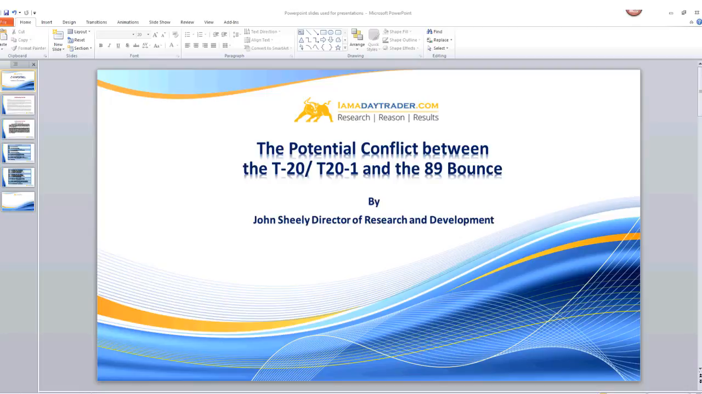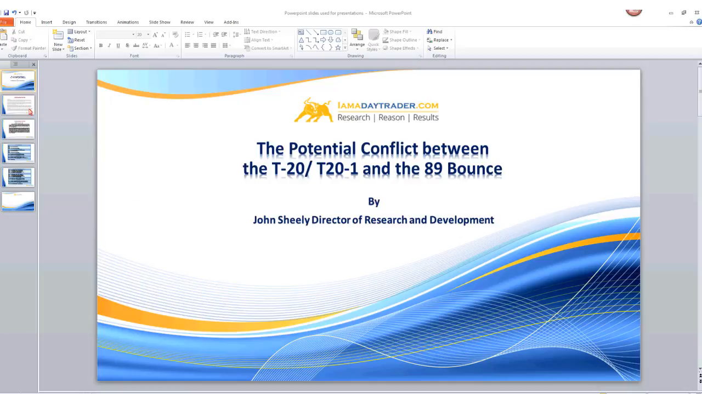The reason being is this: I'm going to be discussing the conflict between the T20 and the T21 versus the 89 bounce, because this occurs all the time. The question is, I have a potential T20 sell, but right in front of me, I have an 89 bounce to buy. Which do I do? And that's exactly what I'm going to take a look at here.